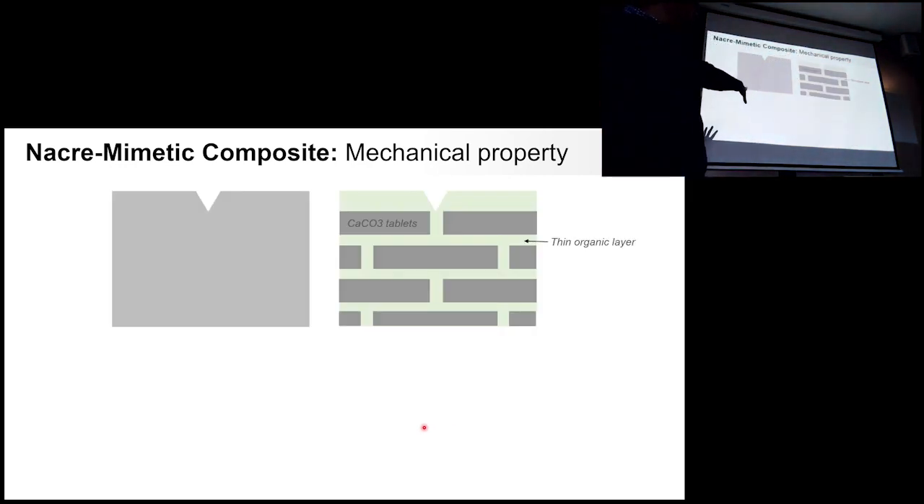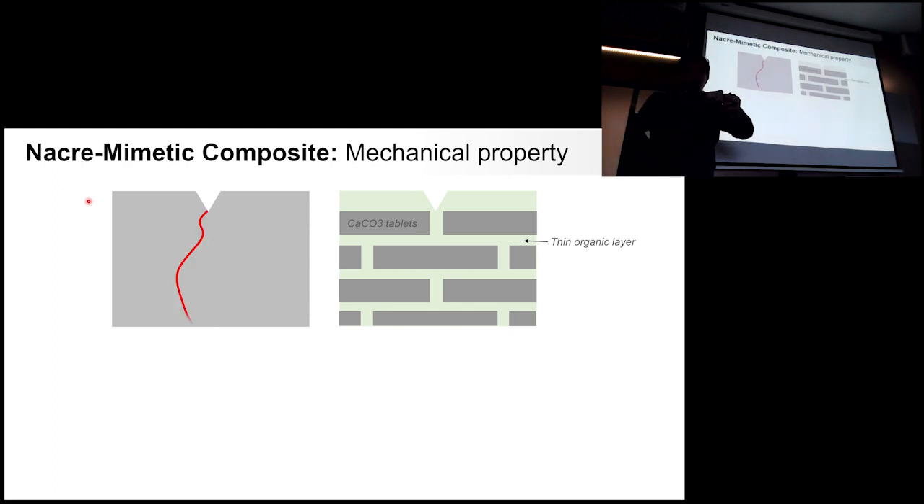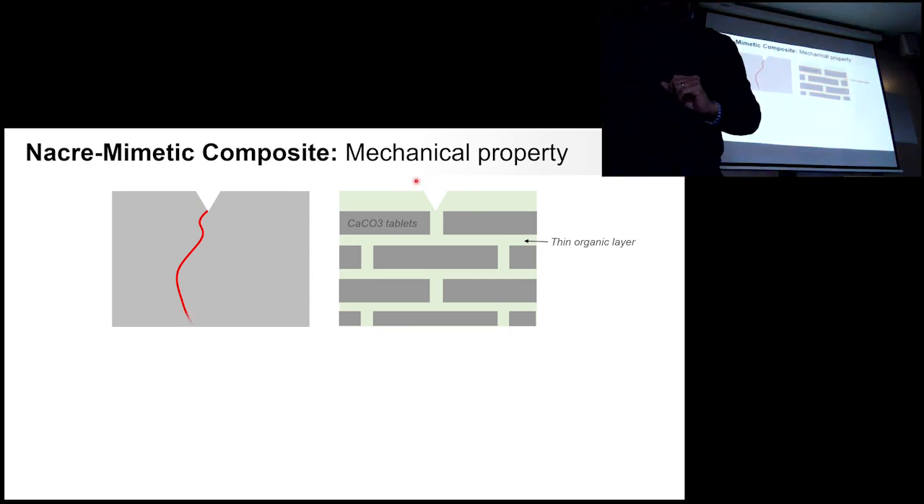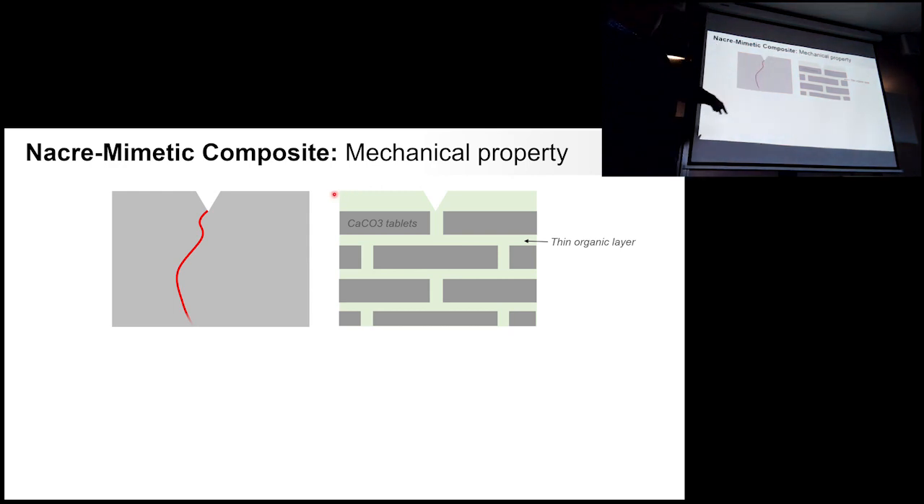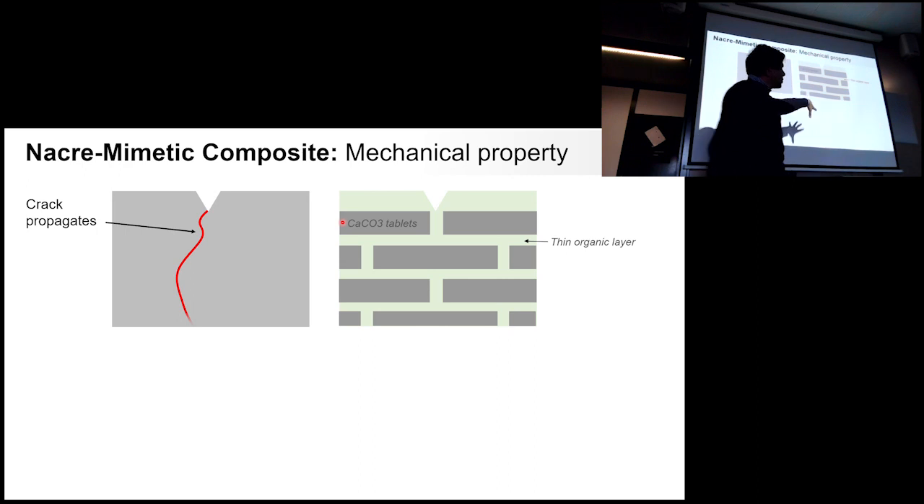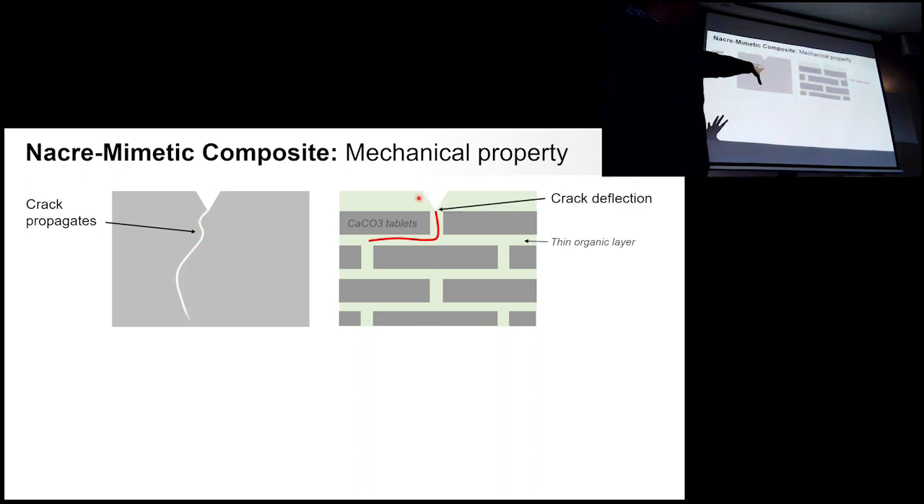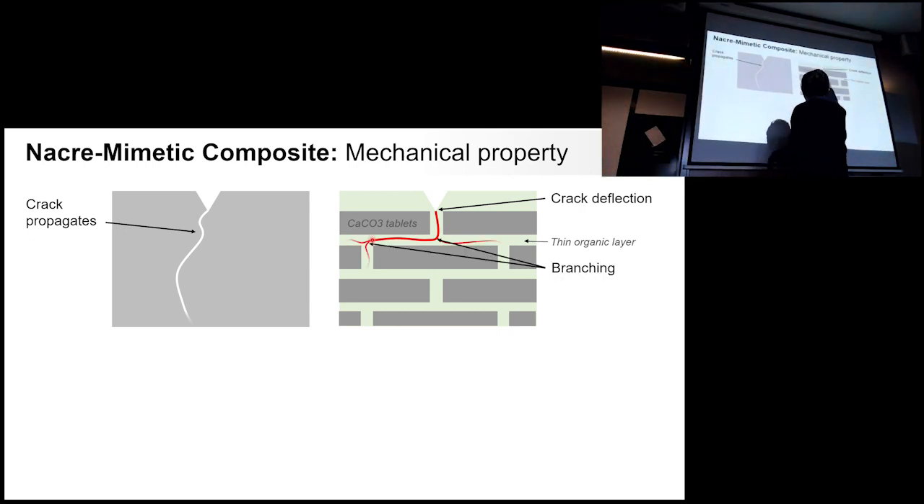So to demonstrate the point, if we have a brittle material and we try to crack it, the crack suddenly propagates across the thickness of the material. But in the case of nacre, or the composite I discussed just now, you have these calcium carbonate stiff tablets sitting in the organic matrix. So when you try to break it, the energy of fracture redirects to the softer organic layers.